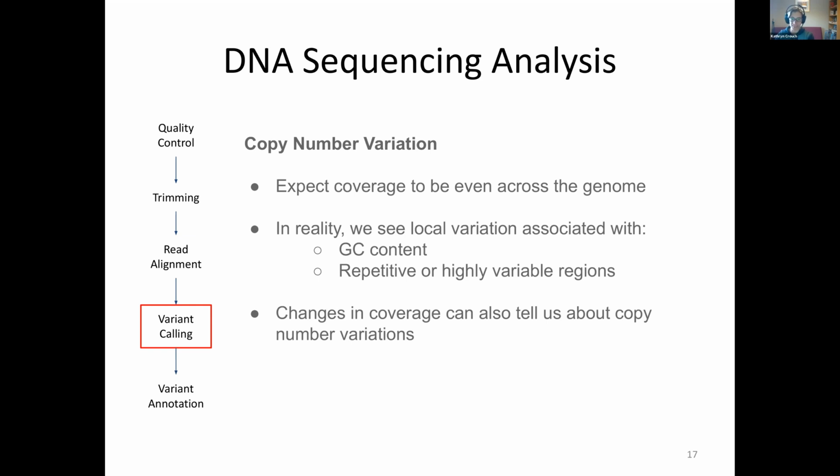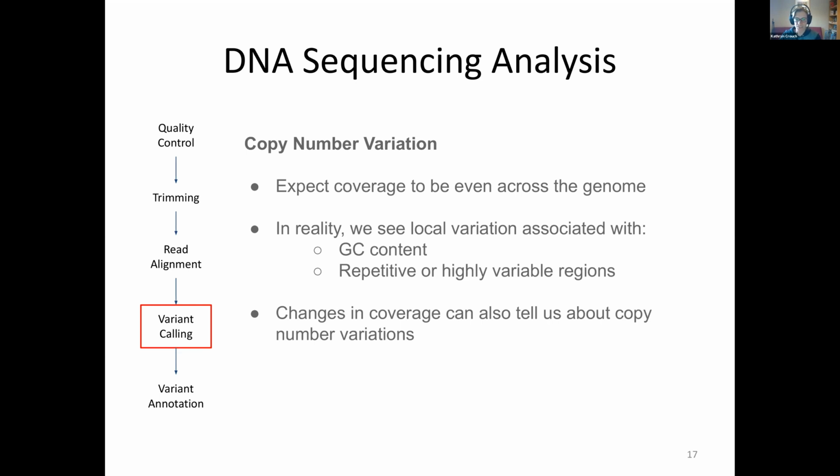In reality, it's not quite that simple. So we see some local variation associated with GC content. And that happens because most library preps include a PCR or an amplification step, and GC-rich regions tend to amplify better than AT-rich regions. And we also see some variation associated with repetitive or very variable regions in the genome. And that can happen because it's difficult to align reads back to those regions in the genome. So you quite often see that the coverage in those regions is either very noisy or it just drops. And we'll have a look at some examples of these in a minute.